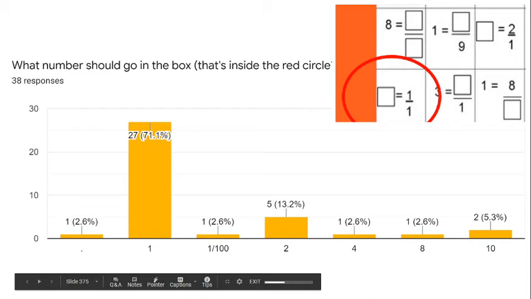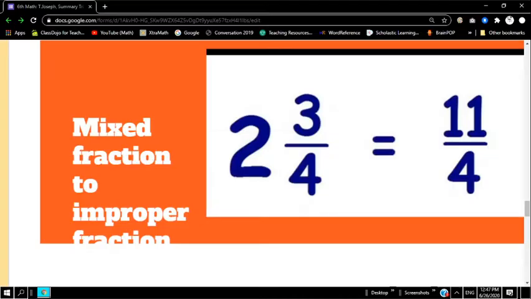Another good portion of people put 5. I'm not really sure. I'm sorry, 2. I'm not really sure why. 13% of you guys responded 2, which is confusing, but okay. We'll work on that maybe. This one was difficult because you had to describe it.